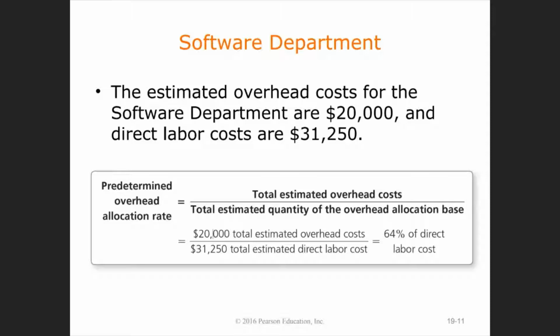The estimated overhead cost for the software department is $20,000, and direct labor cost is $31,250. So here it's showing us how to calculate the percent of direct labor cost. We have taken our 20,000 total estimated overhead cost divided by our total estimated direct labor cost, and that's going to give us 64% of direct labor cost.